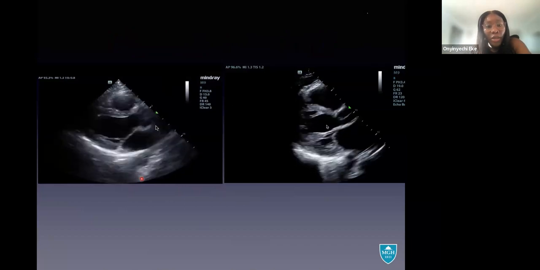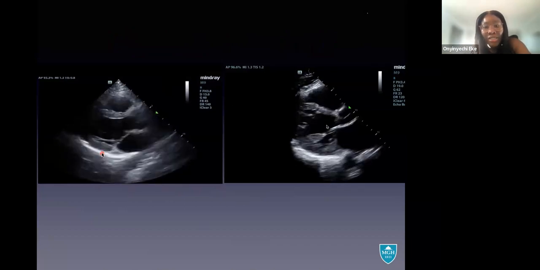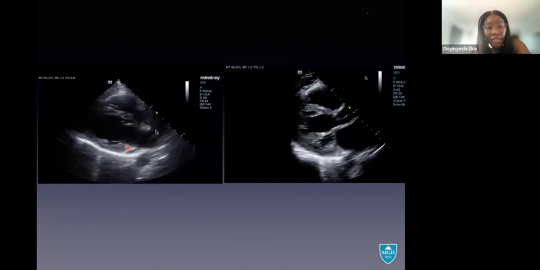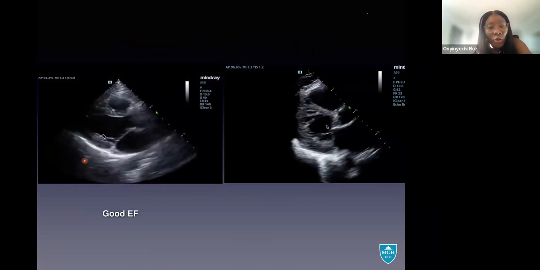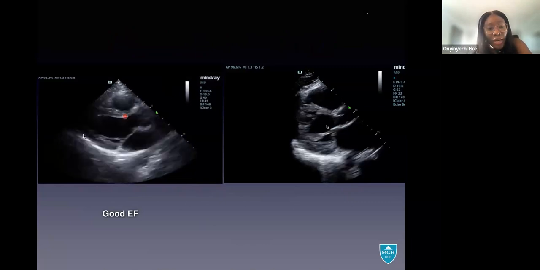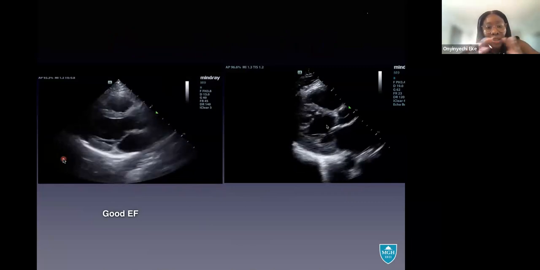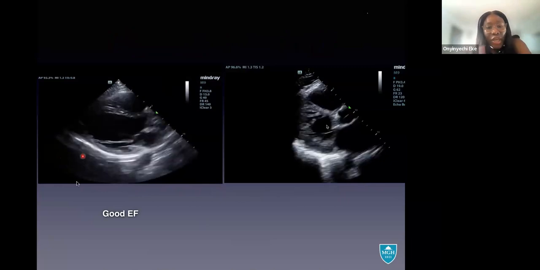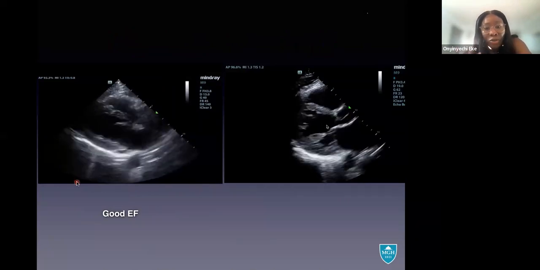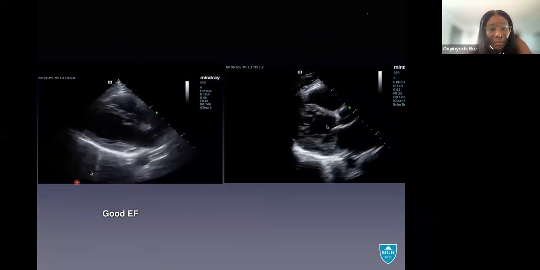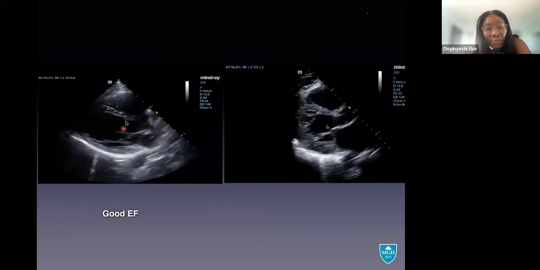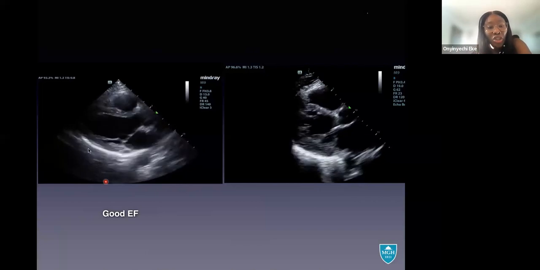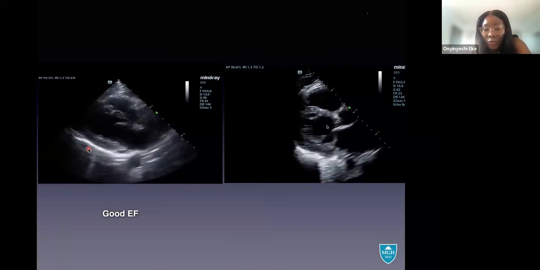So look here. I will tell you, and I'll just start this off by saying, this is a normal EF, good EF. How do I know? I'm looking at the wall of the left ventricle. It's coming together nicely. If this individual doesn't have any mitral valve abnormality, then the mitral valve should be touching the septum here, which it is doing. This looks good, good EF.